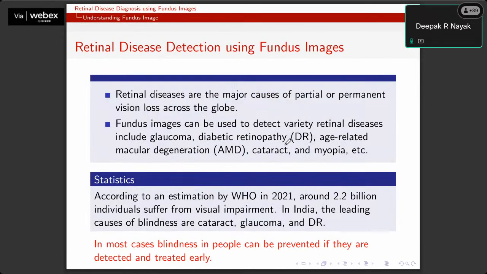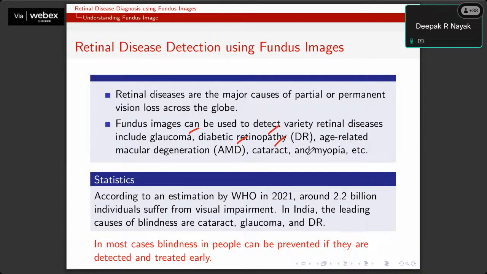So retinal diseases, as we all know, are the major causes of blindness, or you can say partial or permanent vision loss across the globe. There could be different types of retinal diseases, right? One is glaucoma, very popular, diabetic retinopathy, age-related macular degeneration, AMD, cataract, and myopia. There are several other diseases also. And these are very popular eye diseases, you can say.